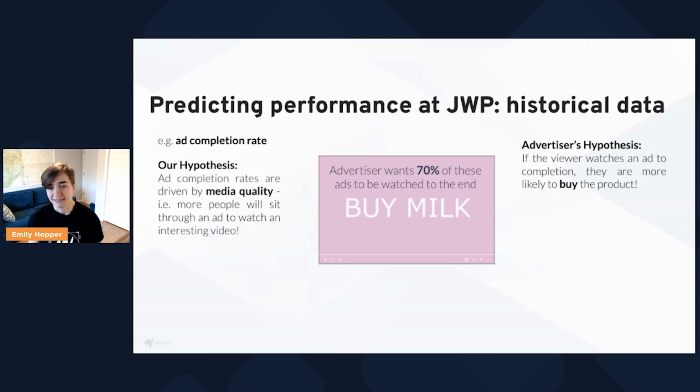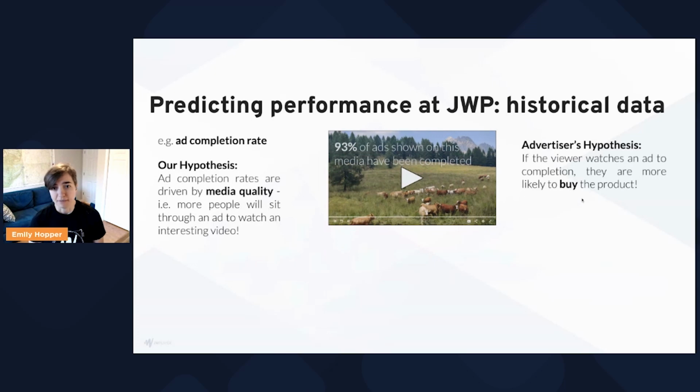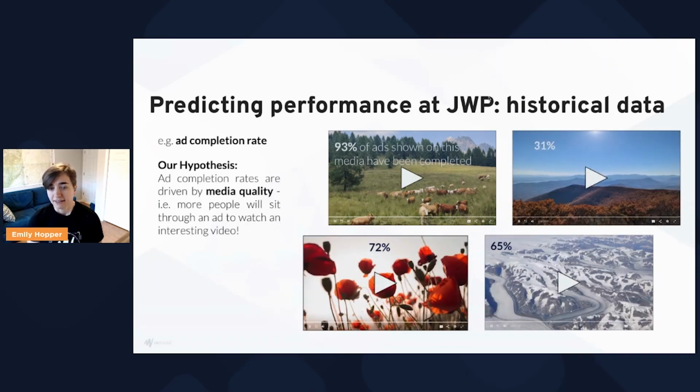Now we have a hypothesis that the thing driving this ad completion rate is actually the quality of the media that it is being placed against. So if the media is really interesting, people are actually going to make it through the whole ad because they really want to watch the video at the end of it. So for example, this media might have 93% of the ads placed against it historically completed because everybody's super psyched to find out what's happening with these cows. And this will be different from media to media, with the media itself being the causal factor. So you can see, for example, this media is presumably pretty boring, as only a third of people actually make it through the ad against this media.